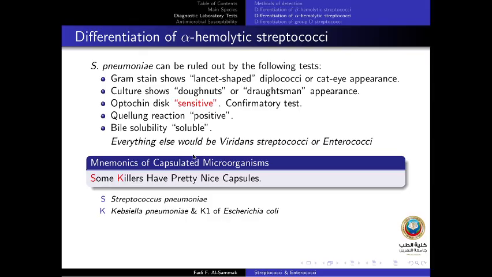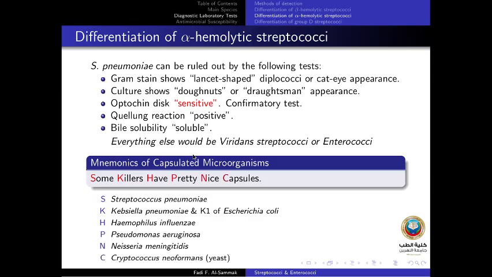So S stands for Streptococcus pneumoniae, and K stands for Klebsiella pneumoniae, and K1 of E. coli, and the H for Haemophilus influenzae, and the P for Pseudomonas aeruginosa, and the N for Neisseria meningitidis, and the C for Cryptococcus. This is a fungus, not a bacterial cell.